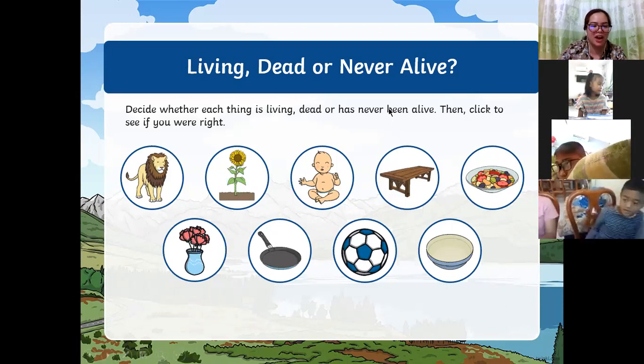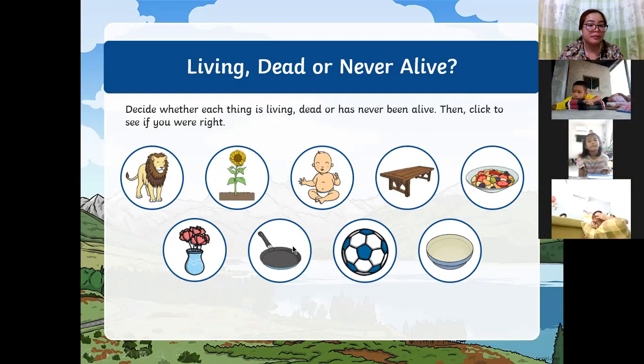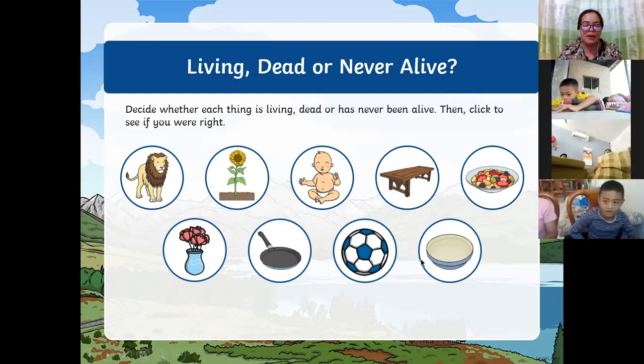So this one, what do you call this one? It's a pen. Very good. Pen is what? Living, dead, or has never been alive? Very good. Has never been alive. This one, what do you call this one? Ball. Very good. It's a ball. So ball is what? Living, dead, or has never been alive? Never been alive. Because it's a thing.